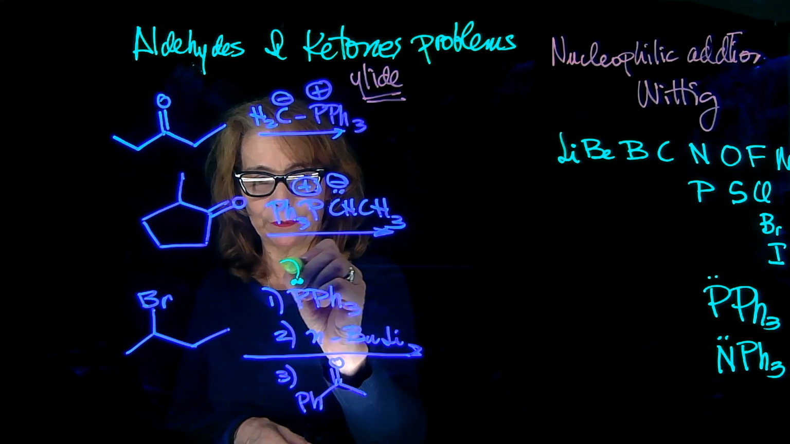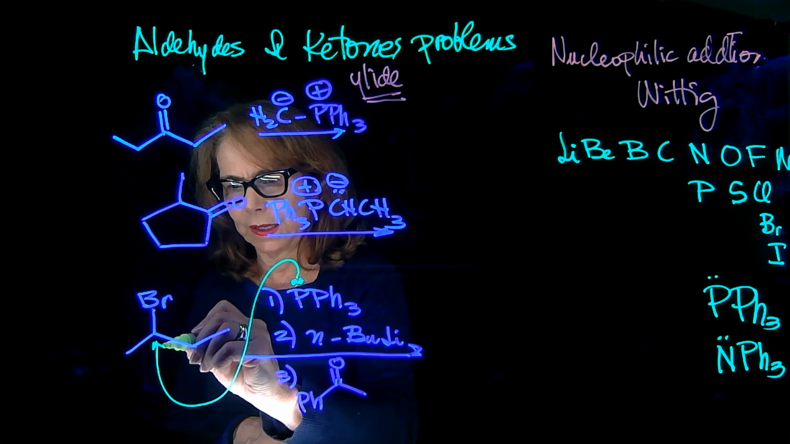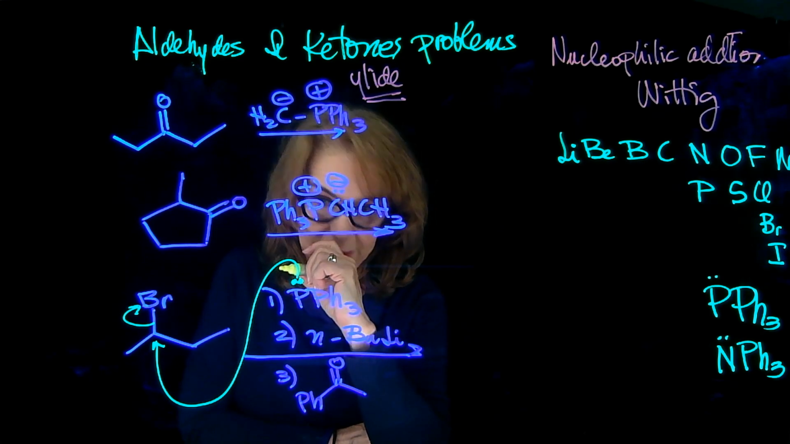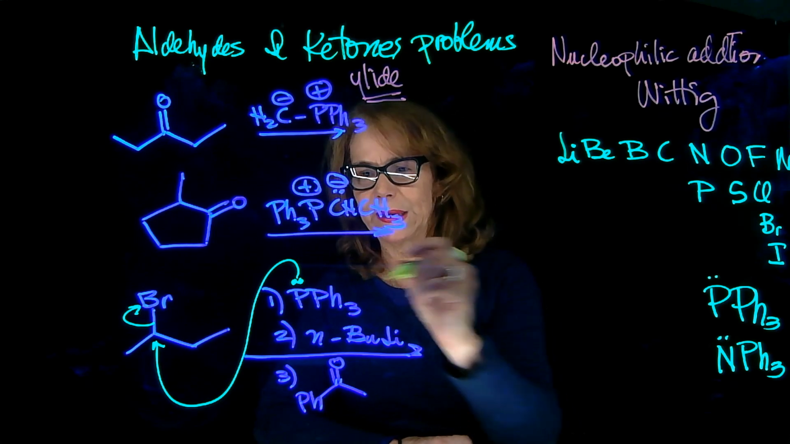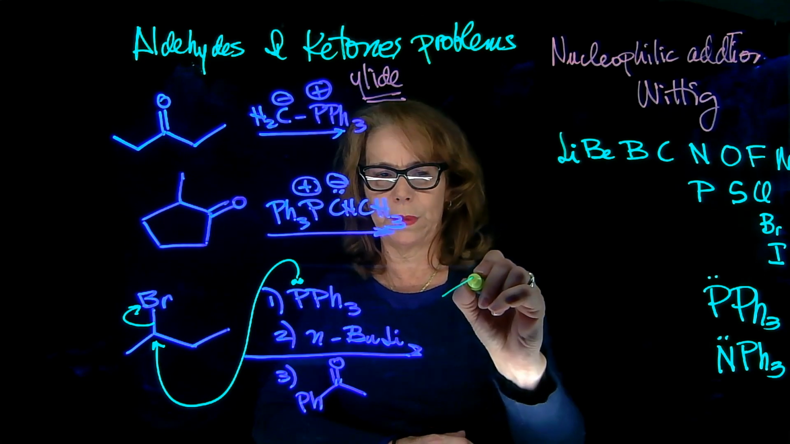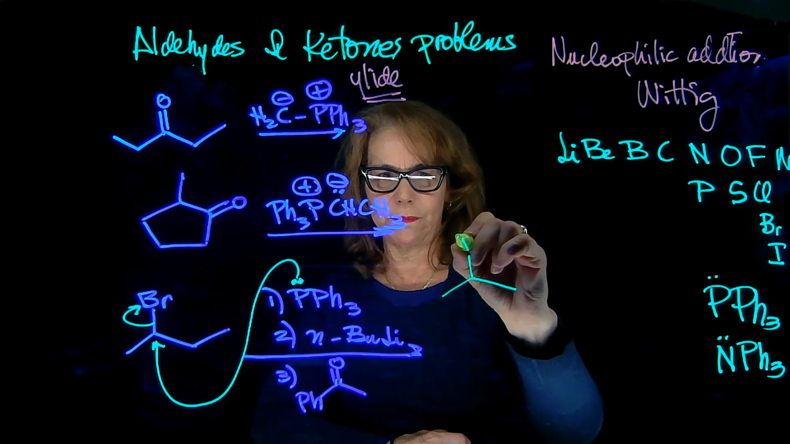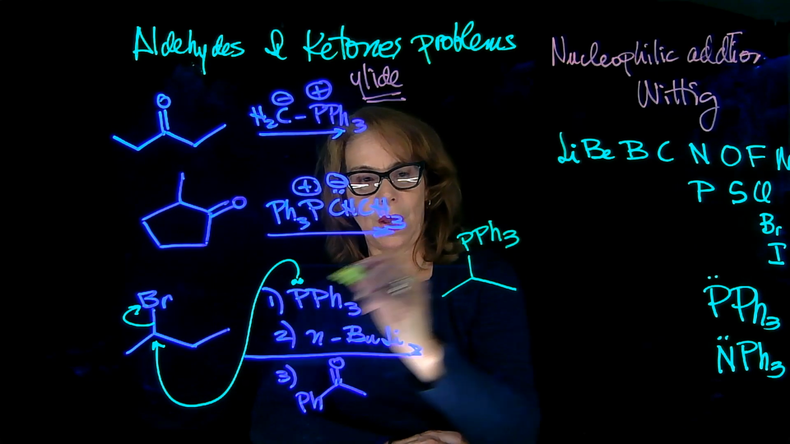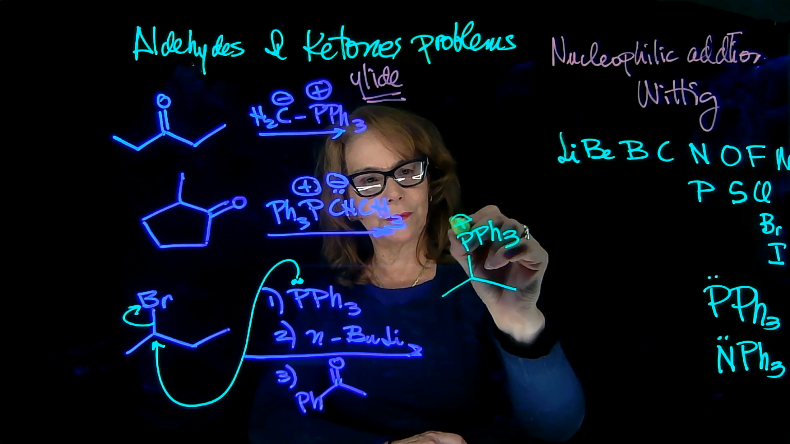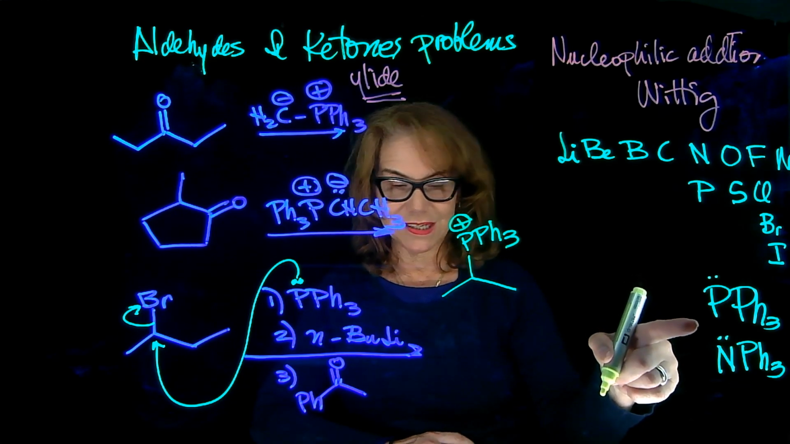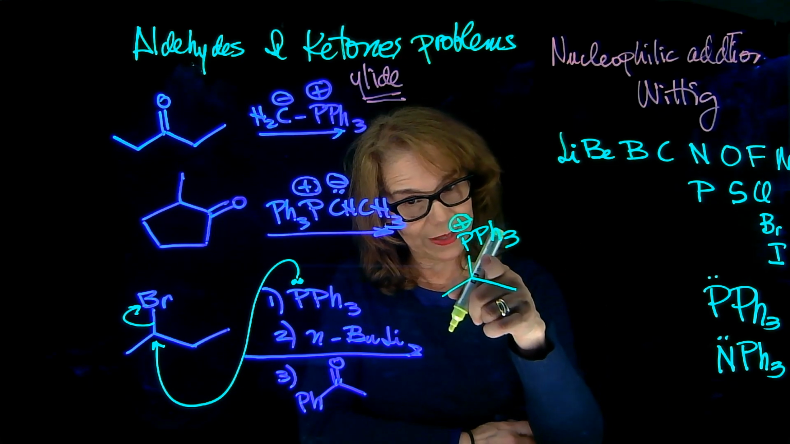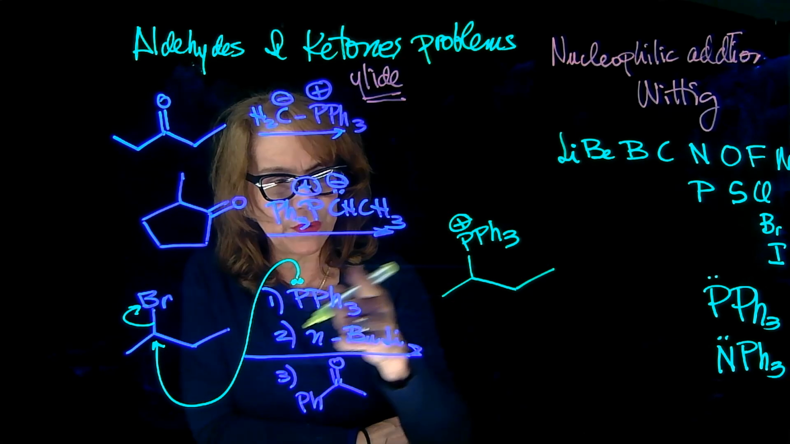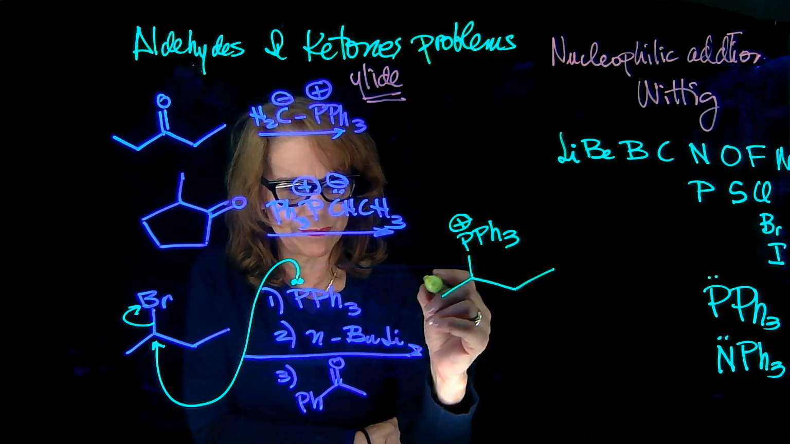So what we're doing in the first step is a nucleophilic attack over to the alkyl halide. What is it we're making? In the first step, the product will be PPh3 attached. But now notice that phosphorus has 4 bonds. If it's got 4 bonds, this is a formal positive charge. So this is the product of reaction 1.